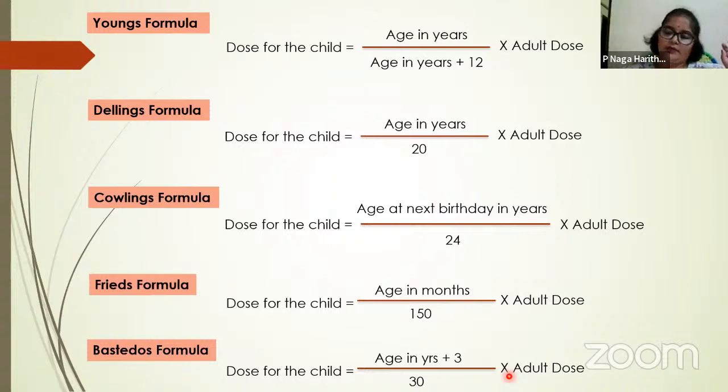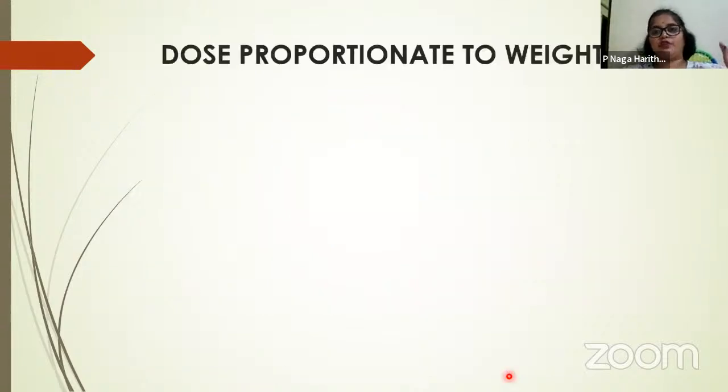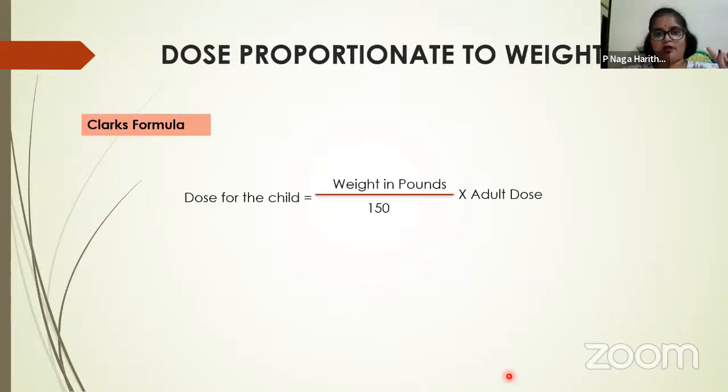And then coming to dose calculation based upon weight, we have only one formula, Clark's formula. The dose for the child is equal to weight in pounds, my dear children, please remember, the weight is not in kgs, divided by 150, multiplied by the adult dose. Pounds is also called lbs.